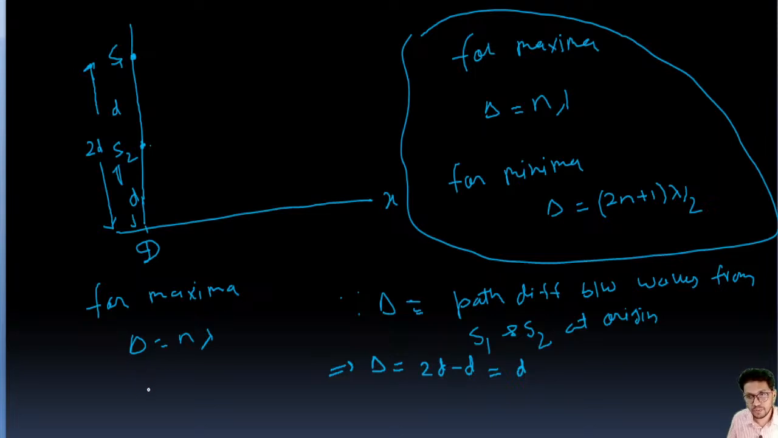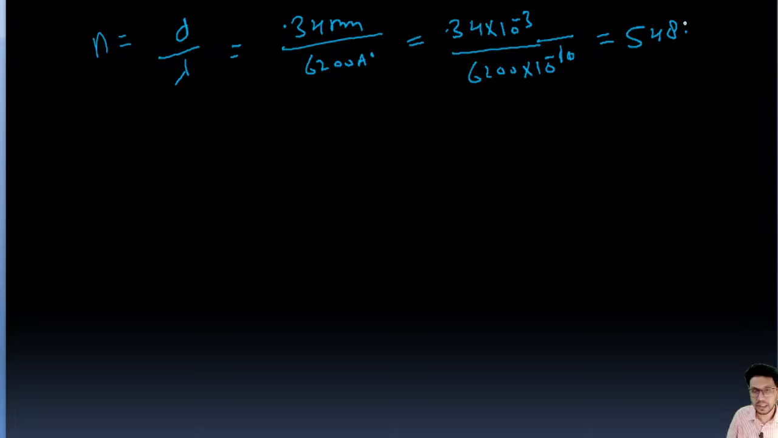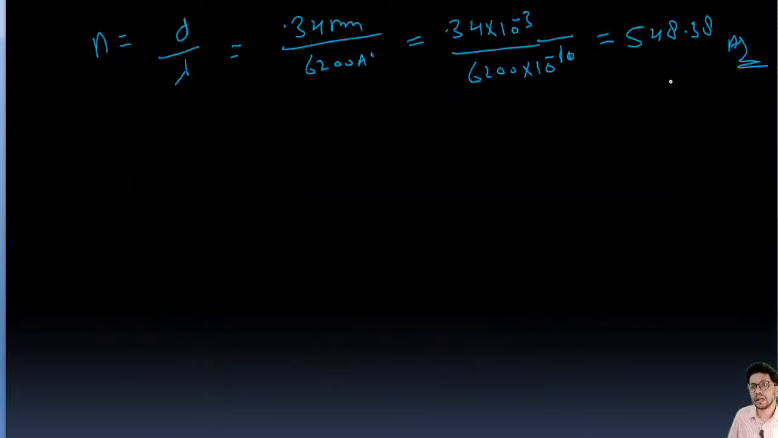Now we'll write the formula. In place of path difference, that is d, so d is equal to n lambda. From here n is going to be d by lambda. So the value of d is 0.34 mm upon the value of lambda, 6200 angstrom. We'll convert it into meters: 0.34 into 10 to the power minus 3 meter, divided by 6200 into 10 to the power minus 10 meter. This value comes to 5408.38. This is the answer for the number of maxima.